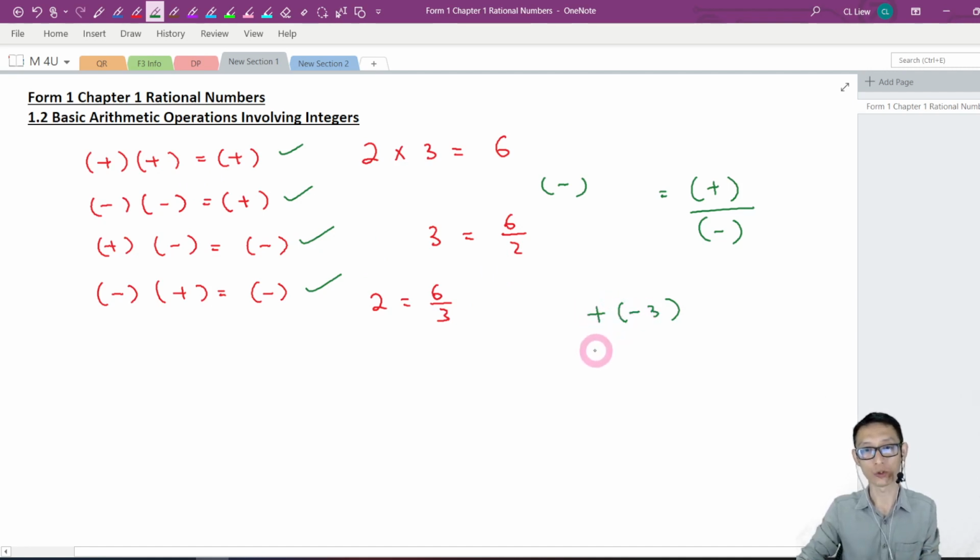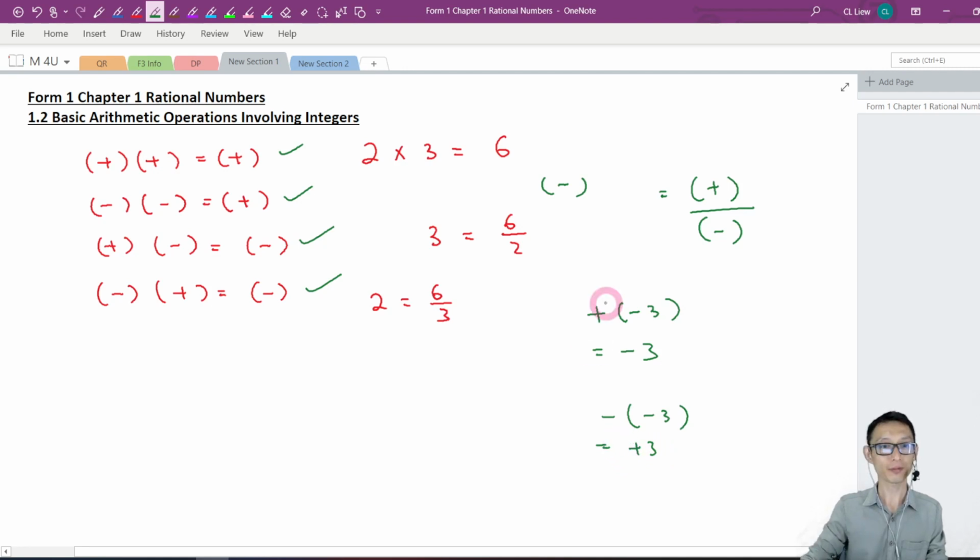Positive, negative, you change it to become negative 3. Also, you see this, negative minus negative 3. Negative, negative, you change it to positive 3. But you don't have to write the positive sign in front of the integer. For a positive number, you don't have to write a positive sign. But for a negative number, definitely you need to add a negative sign. Okay? Now, let's try some questions.